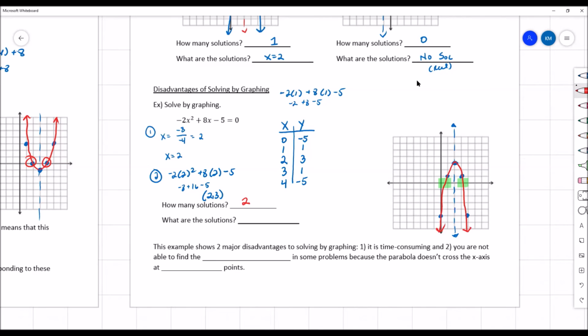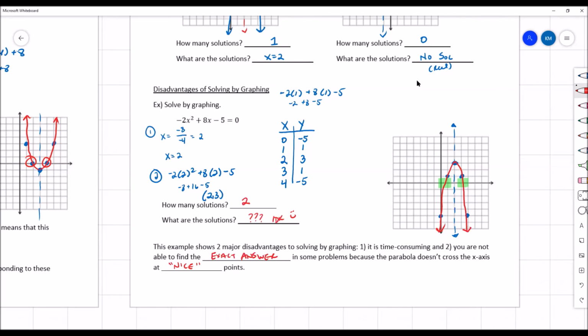What are the solutions? I don't know. I don't know what the solutions are. It's hard for me to tell based off of the graph. Okay, so this example shows two major disadvantages to solving by graphing. It's time consuming. It took a long time to get to that point, right? And then you're not able to find the exact answer in some problems because the parabola doesn't cross the x-axis at, we'll just say, nice points. Okay, it would have been really nice to cross at nice points, but it didn't.